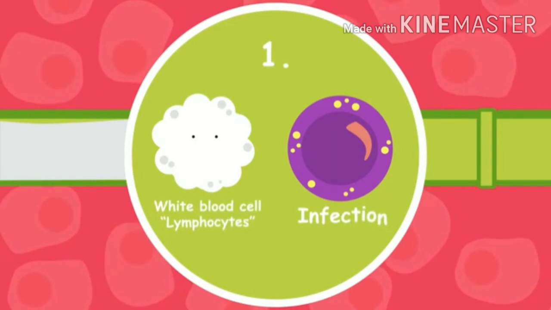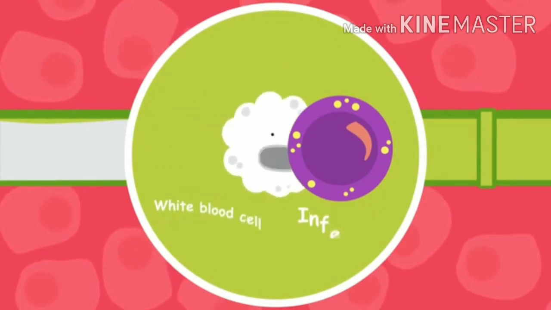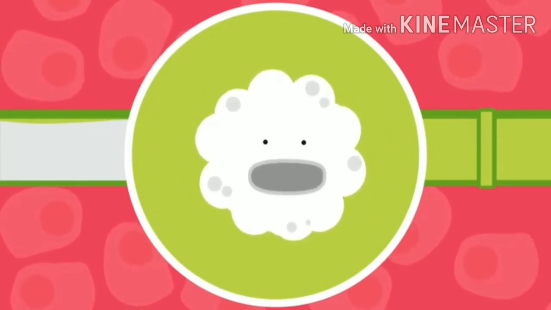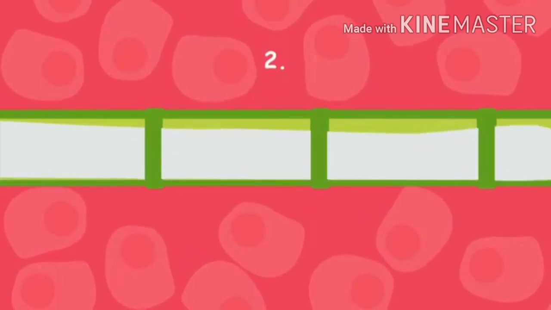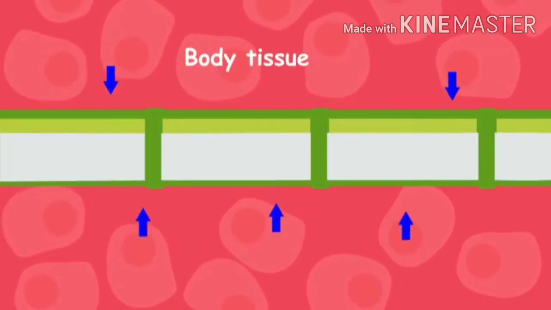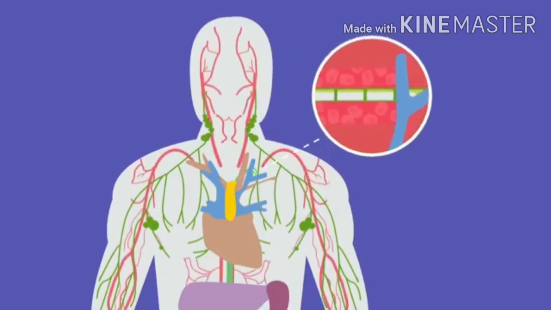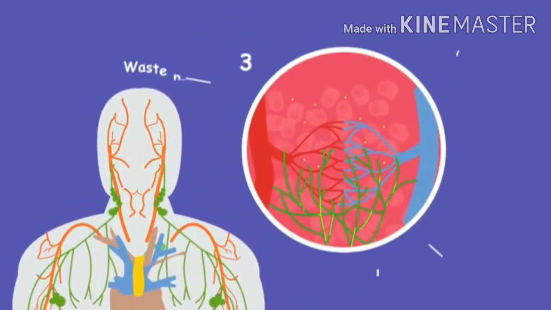Our lymphatic system has three main duties. 1. It contains white blood cells called lymphocytes, which are used to fight infection. 2. It acts as a one-way drainage system, transporting fluid from body tissues into the blood circulation. 3. It gets rid of waste products produced by cells.